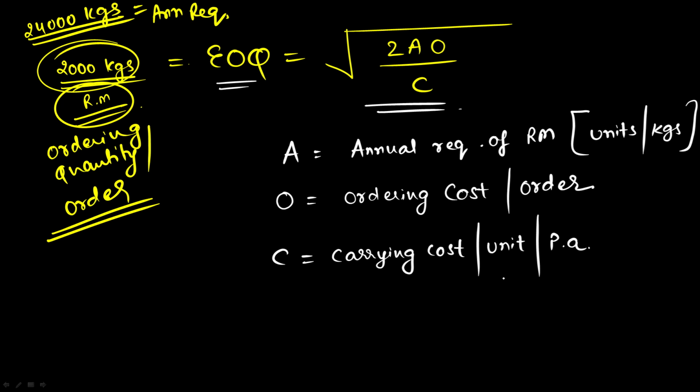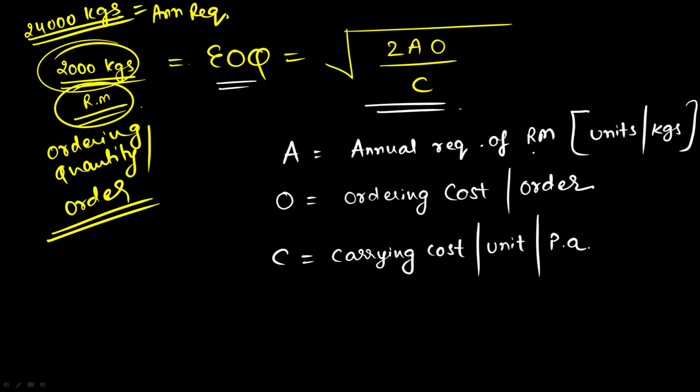Whenever you are learning EOQ, understand carrying cost is interest cost. Carrying cost is not only interest, it is interest, storage, other carrying related cost. But whenever you are doing it, you can assume it is an interest cost. So it is carrying cost per unit per annum. Let us take an example, try to implement this EOQ and then we'll be doing another thing. Annual requirement of raw material. Can I write down A? What is A? Annual requirement of raw material. It is 24,000 kgs.